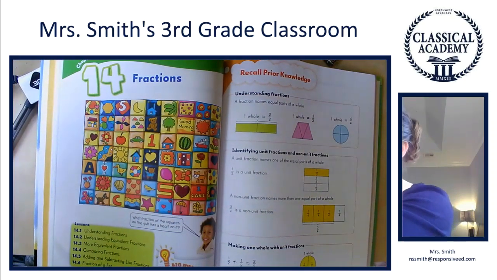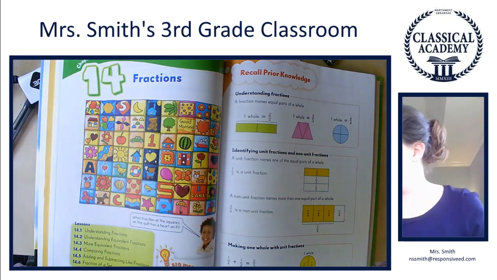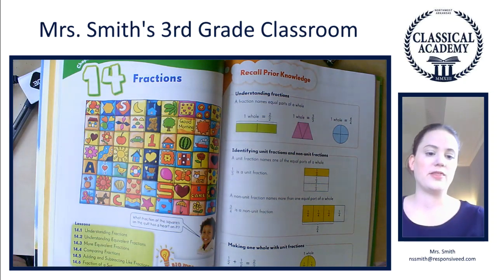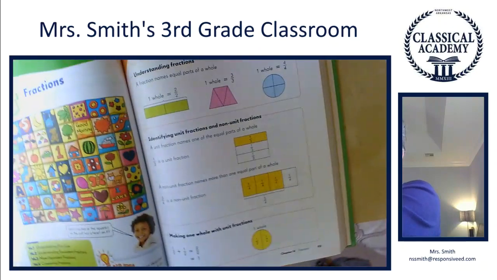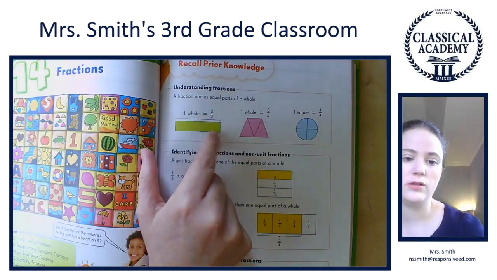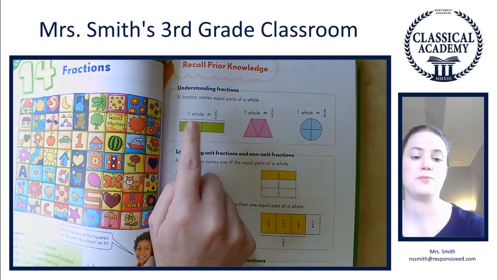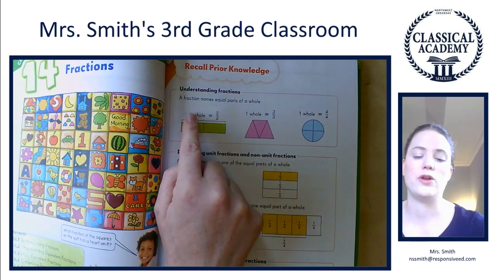All right, so fractions. It says, what fraction of the squares of the quilt has hearts on it? That's a fun little thing you can do at home. But we're going to move on to the content pages. All right, so if this is one whole, this represents two halves. Both halves are colored in. Two halves equals one whole.